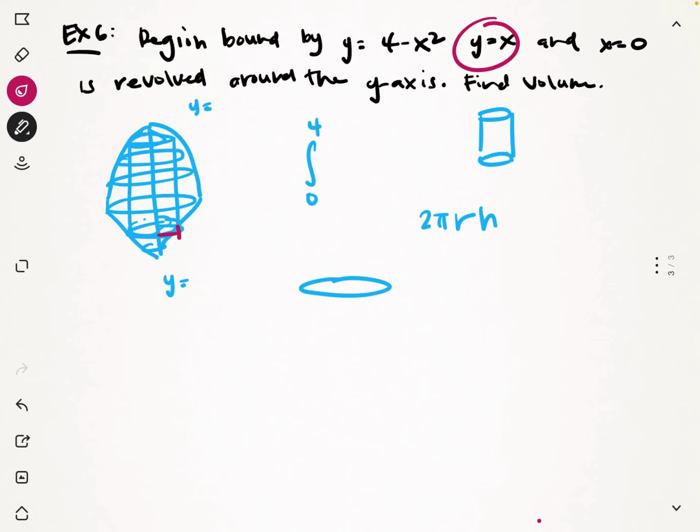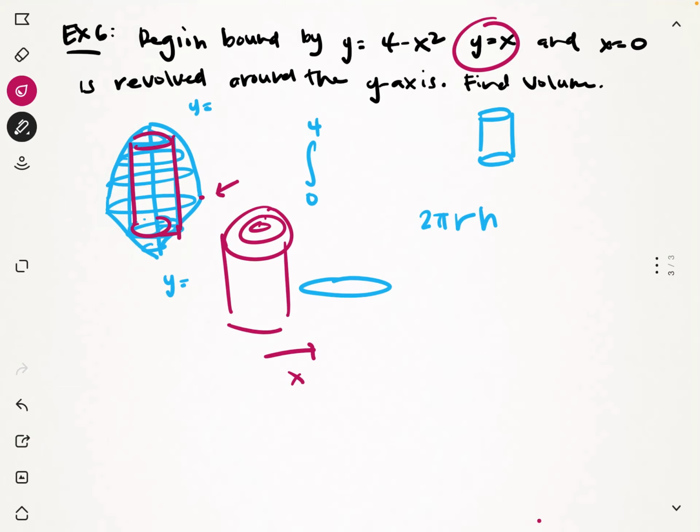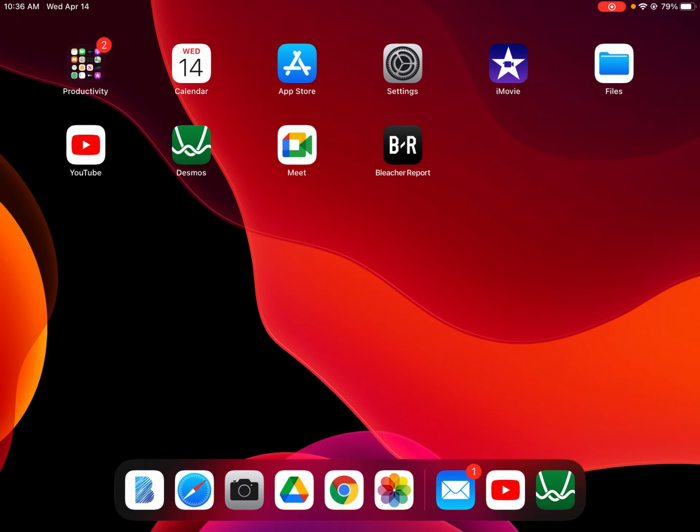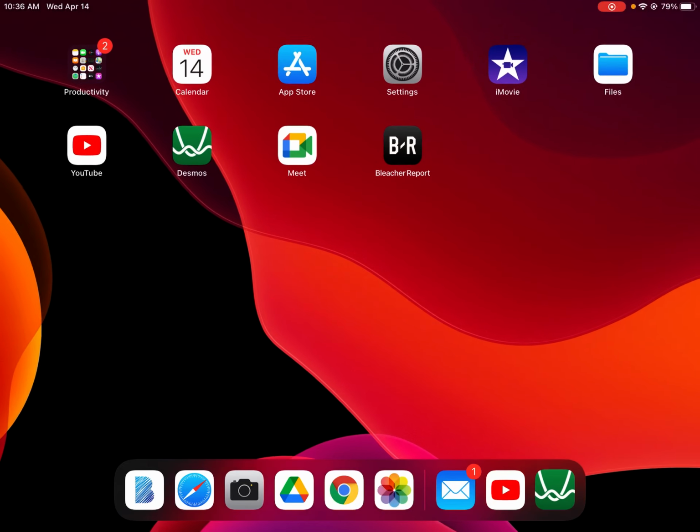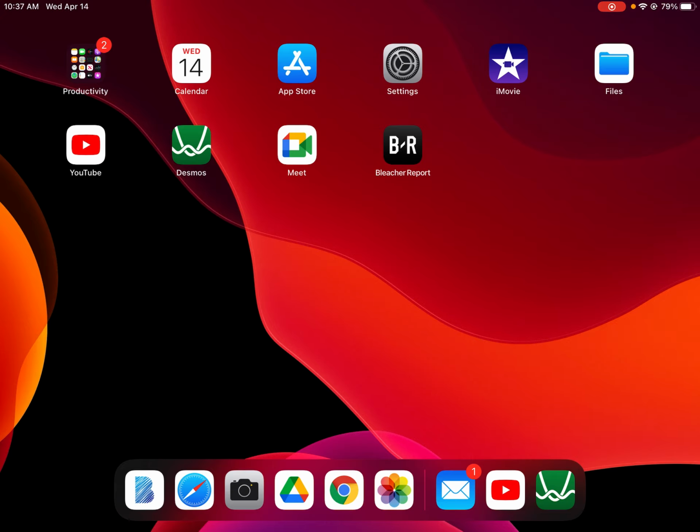Now let's start over again. Wait, time out. Okay, so we're doing this as cylinders. And as these cylinders grow, right, so that's the top of the cylinder. As these cylinders grow, we're talking in terms of x, so we're not looking in terms of y. I apologize for that. So what we do need to know is we need to figure out the x value for where they connect though. Okay, so they connect at 1.562. Alright, so 1.562.